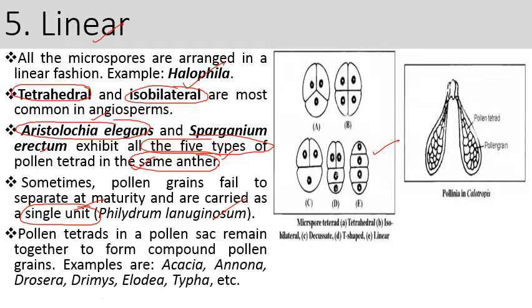Pollen tetrads in a pollen sac remain together to form compound pollen grains in some plants. So the pollen tetrads do not separate, they remain together, and they behave as a compound pollen, as in some plants like Acacia, Anona, Drosera, Dillenia, Eloida, and Typha. So in these plants, all the pollen grains pollinate together as a single unit.